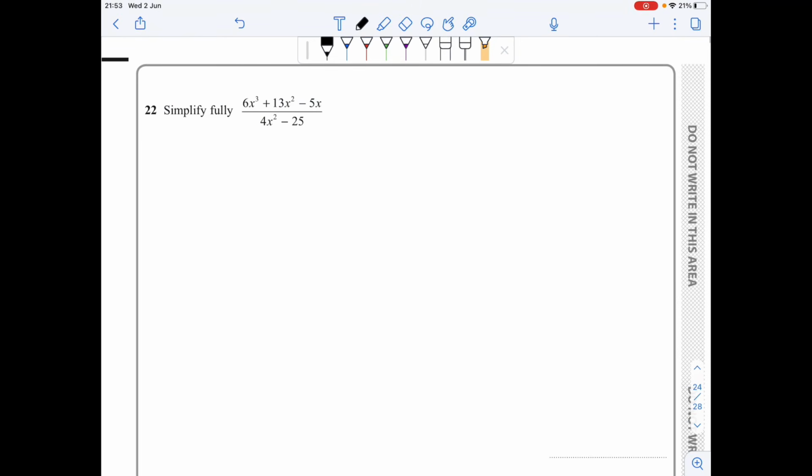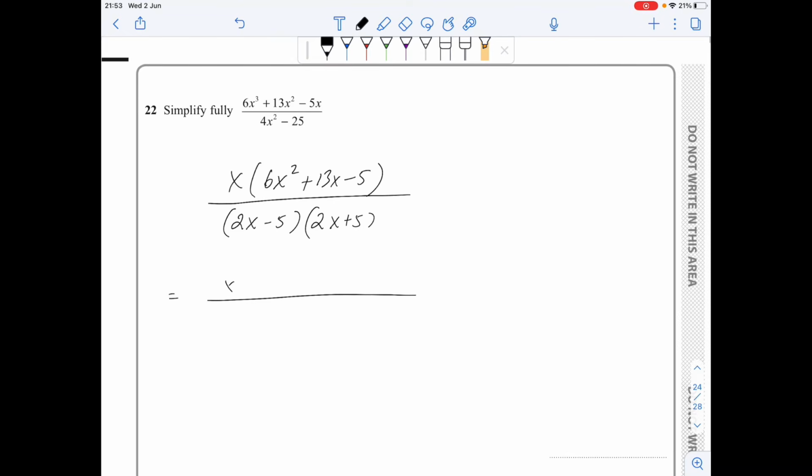For this question, I will factorize the top and bottom. Now in the top, I'm going to take out the common factor of x. So x(6x squared plus 13x minus 5). Then the denominator is the difference of two squares, so (2x minus 5)(2x plus 5). The numerator factorizes further. This is x(2x plus 5)(3x minus 1).